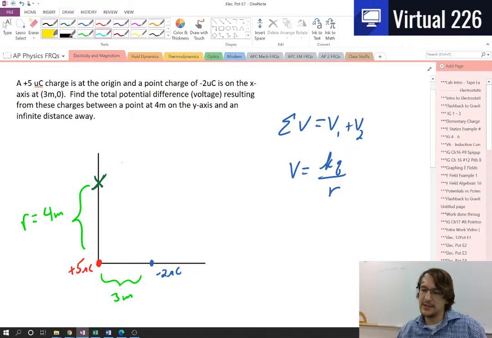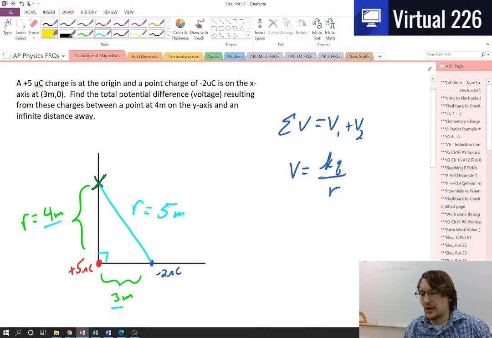But when we look at the -2 microcoulombs, this is the distance I want there. This is the r value. And we don't have that. Except we can get it. This is a right angle right here, which makes this a 3, 4, 5 triangle, which is really, really nice for us. Sorry about your ears.